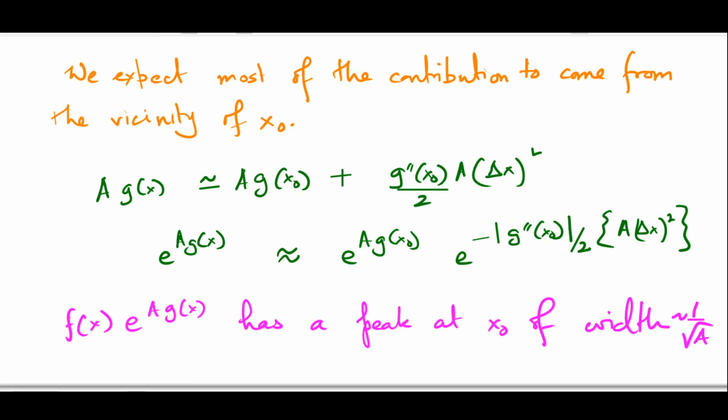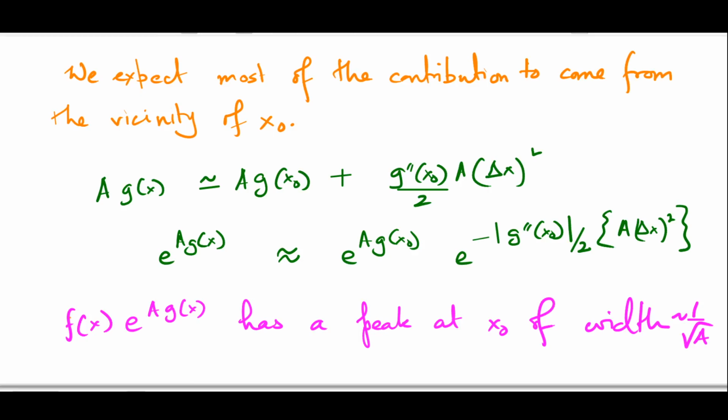Just to see that, note that A g(x) can be approximately written as A g(x0) plus g double prime(x0) by 2 factorial times A times delta x whole squared. All we have done is we have used the Taylor expansion of g(x), where delta x of course is x minus x0. And what we have used is the fact that the first derivative of g vanishes at x0, and we have truncated the series, or approximated it, by retaining up to the quadratic term.